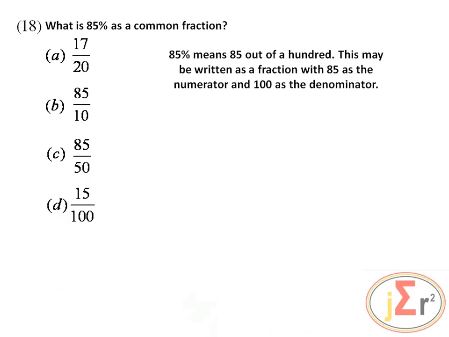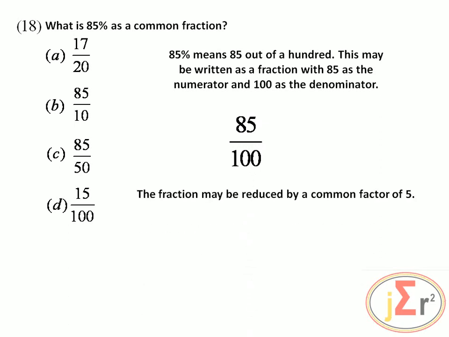What is 85% as a common fraction? 85% means 85 out of 100. This may be written as a fraction with 85 as the numerator and 100 as the denominator. The fraction may be reduced by a common factor of 5. 5 into 85 is 17, and 5 into 100 is 20. The correct answer is option A.